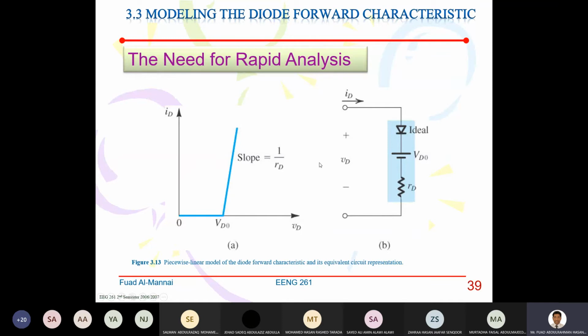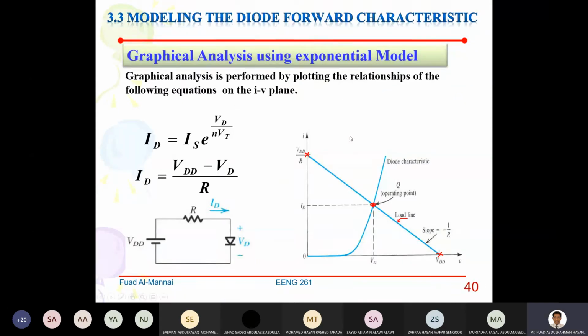As you can see, now the whole model for the diode will be an ideal diode, VD, and a little bit of resistor called RD. Between here and here is what represents VD, which is equal to 0.7 volt, and you will get the slope like that. Any questions?